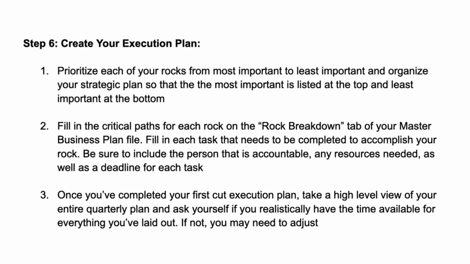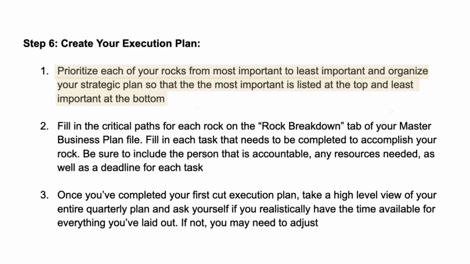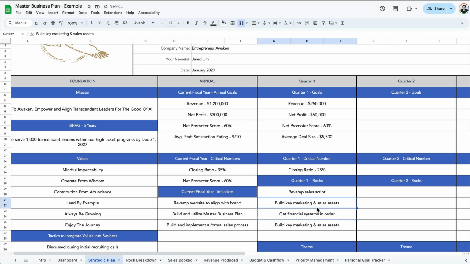And there's just 3 steps here. So step 1 is to prioritize each of your rocks from most important to least important, and then organize them on your strategic plan. So the most important is at the top and least important at the bottom. I'll just change the order here so they are ranked by priority.